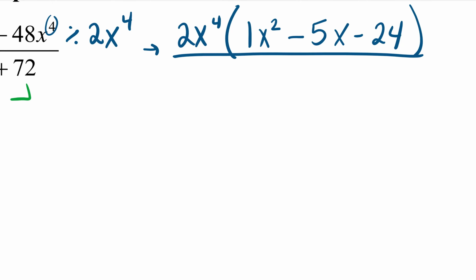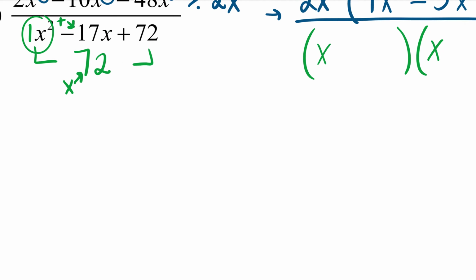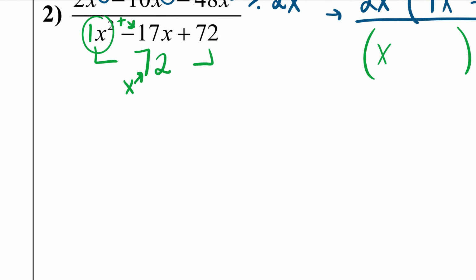Okay, I'm going to go ahead and go over here and just write my two parentheses because I know that's what I'm going to have. If you notice, my x squared is 1x squared, so I have an x in each parentheses. Okay, now let's figure this out. 72. If you need to, you can write factors of 72, figure out which ones can add or subtract to 17. That's totally fine. So what I have 72 and 1.